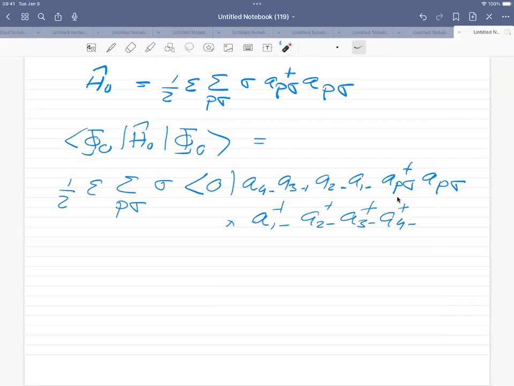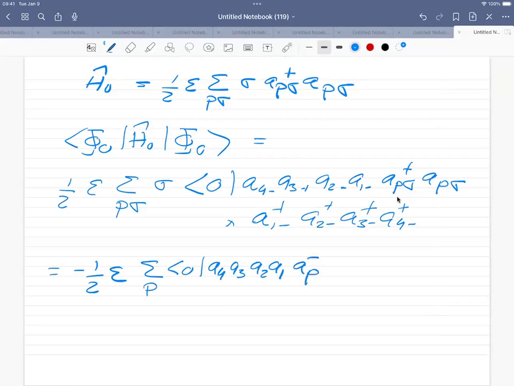So I'm going to take away the spin degree of freedom, and it means that since we only have one value for the spin, this is minus, so we're going to get 1/2 minus 1/2 times epsilon, and then I have the sum over p, and now things simplify a little bit, because I would have A4, A3, A2, A1, A p dagger, A p, A1 dagger, A2, A3, and A4.